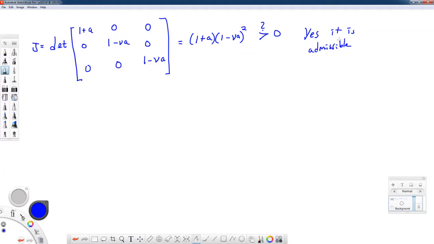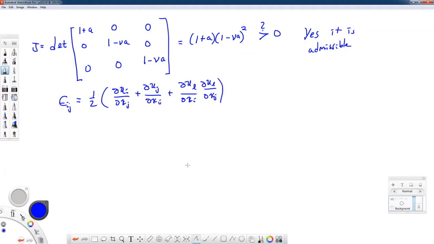Alright, now let's compute the strain tensor for this deformation field that we just talked about. So in general terms, we can say that epsilon ij is equal to 1/2 times the partial of ui with respect to xj plus the partial of uj with respect to xi, plus some terms here that look like the partial of ul with respect to xi times the partial of ul with respect to xj.